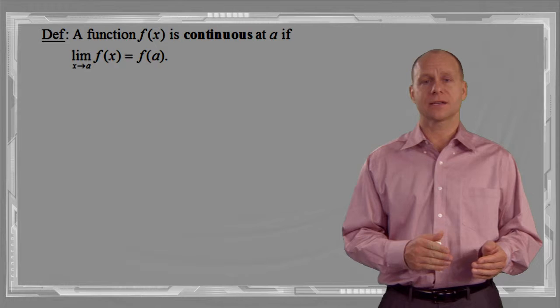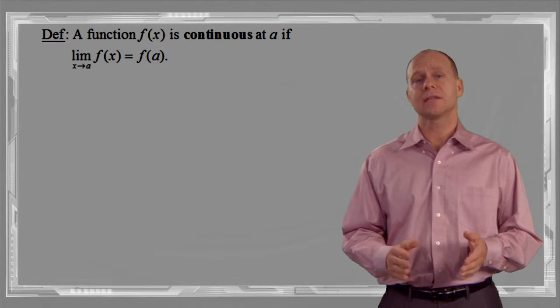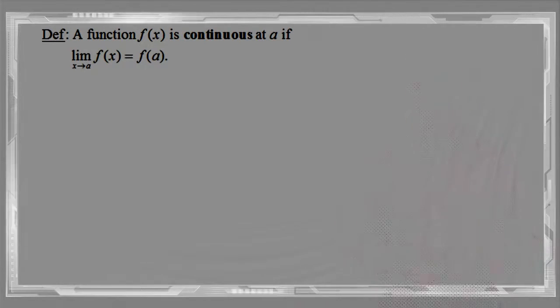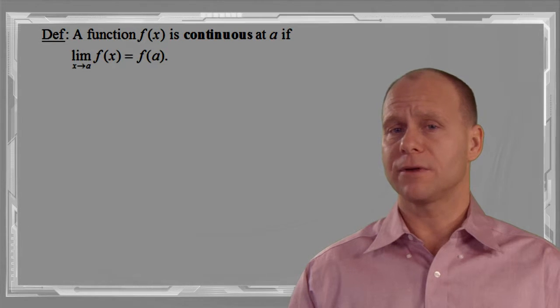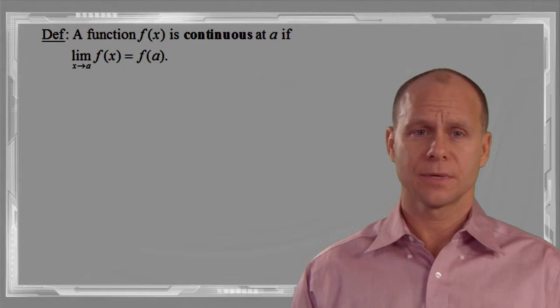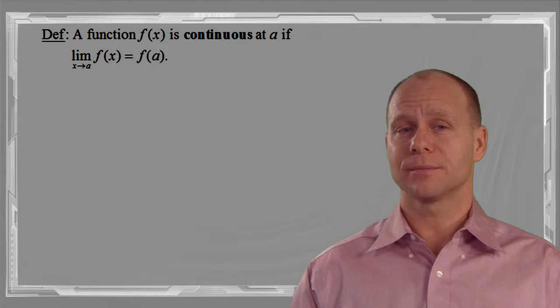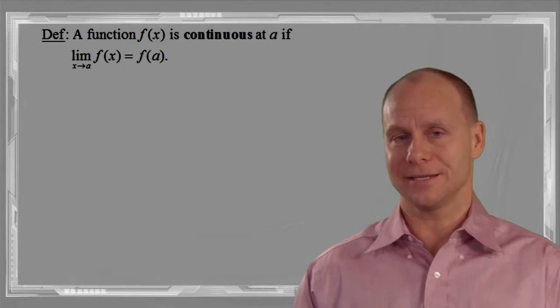So what is continuity? Let's look at the definition. A function f of x is continuous at a, being some fixed real number, if the limit of f of x as x goes to a is equal to f of a. Recall, when we first defined a limit, the limit of a function just had to be some number. Now, with continuity, the limit is a specific number, and that number is f of a, the function defined at a.